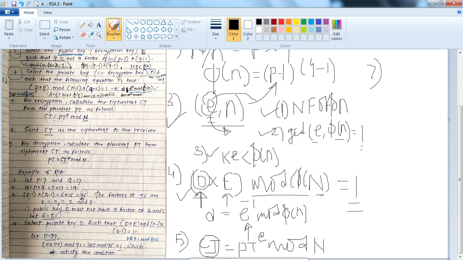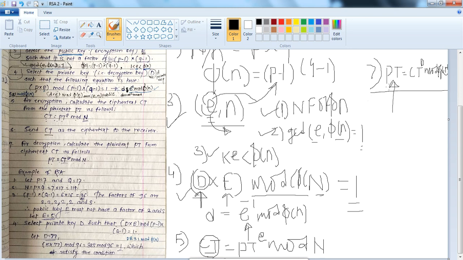Now the next step is step 7. What is step 7? Calculate the plaintext again: the second user calculates the plaintext with the help of the ciphertext, which is the ciphertext raised to the decryption key d, mod n, not phi of n, mod n. Then the second user gets the plaintext, and that is the end of the process. When user one sends an encrypted message to the second user, the second user gets the plaintext again from it.